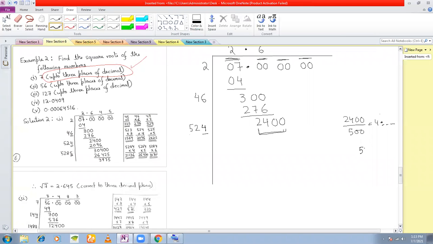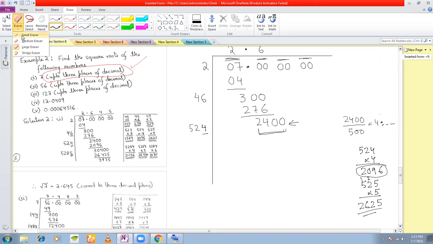So you have 524 into 4. If you multiply, you will get 2096. But 2096 may be a little more than expected. So let's try with 5 also. 525 into 5 is 2625, which is greater than 2400. So we accept 4 only.